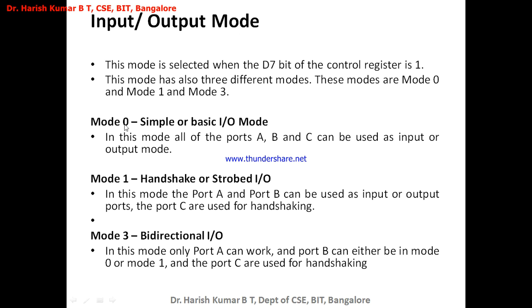Now you understood that in mode 0, all three ports can operate, in mode 1 only A and B can operate, and in mode 2 only A can operate. Or in other words, port C can operate in only one mode. What is that mode? Simple IO mode. Port C cannot operate in handshake mode, and cannot operate in bidirectional mode. Port B can operate in two modes, simple IO mode and handshake mode, and cannot operate in bidirectional mode. Port A can operate in all three modes.